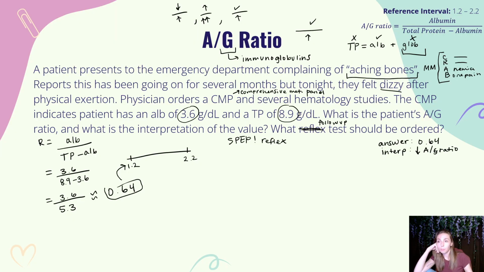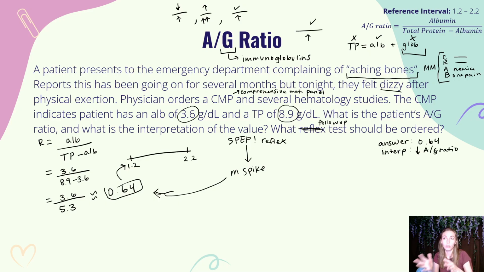So with our SPEP, what we expect to see, because we've got symptomology of multiple myeloma, would be an M spike. I know y'all have been over SPEPs, so just make sure that you're correlating these things together. If you have an SPEP that's got an M spike, you would expect that if you looked at that same patient's AG ratio, their AG ratio in an M spike is probably going to be low. Does that make sense? Everything is related.